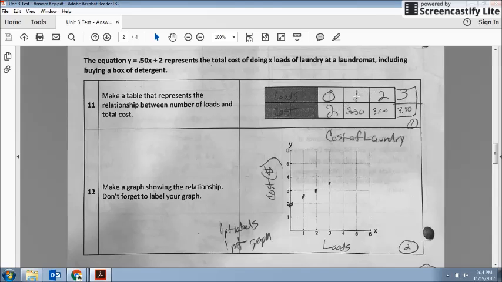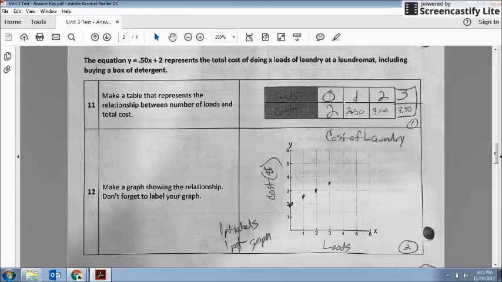If I do 1 load of laundry and plug it into the equation, that's 1 times 50 cents, which is 50 cents, plus the $2 for the detergent. That gets me $2.50. 2 loads would cost a total of $3, and 3 loads would cost $3.50. So that was worth 2 points, making that table. And then I'm just supposed to take these points and plot them. There could have been some variation here, but it also says don't forget to label your graph. So one problem was the labels, which was worth 2 points, and then one problem was plotting the correct data.